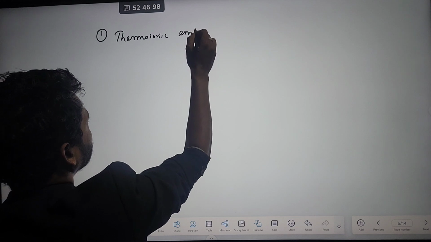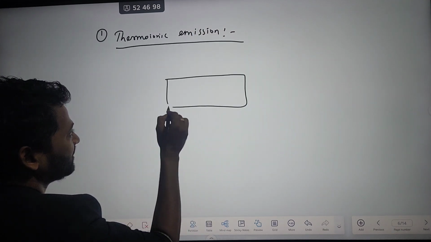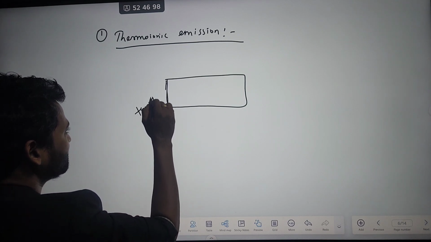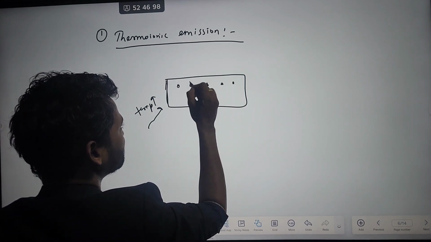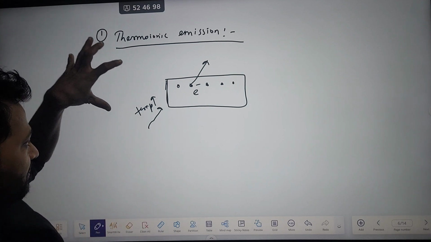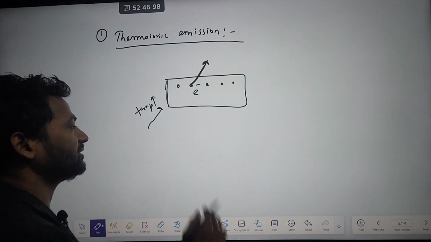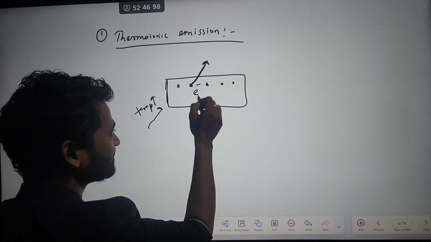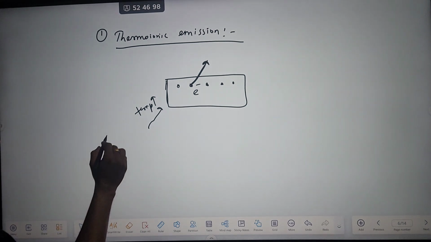Thermionic emission. Therm means what? Temperature. We are providing or increasing temperature. So due to the effect of temperature, the electrons escape from the metal surface. That is called thermionic emission. Here, when we increase the temperature, electrons gain kinetic energy and then they may escape from the metal surface. That is called thermionic emission.